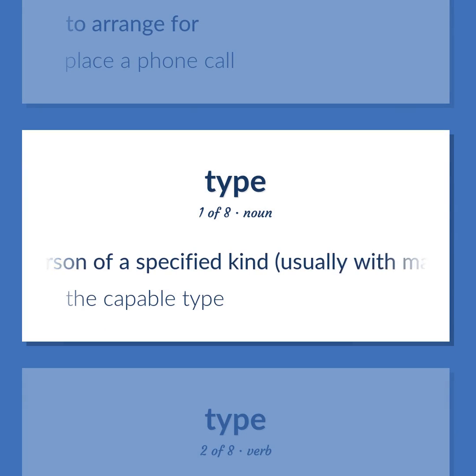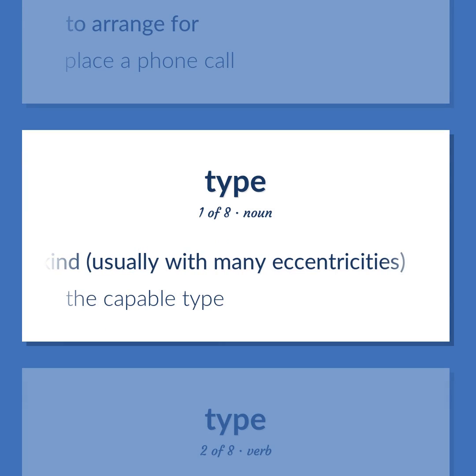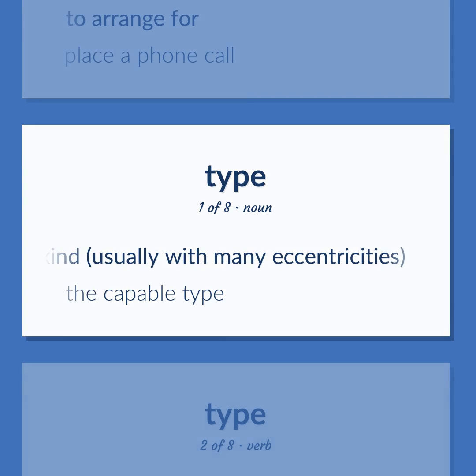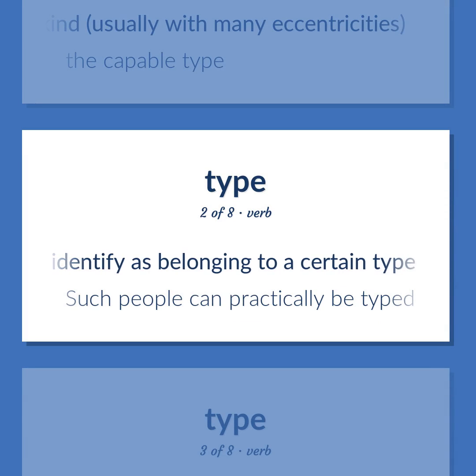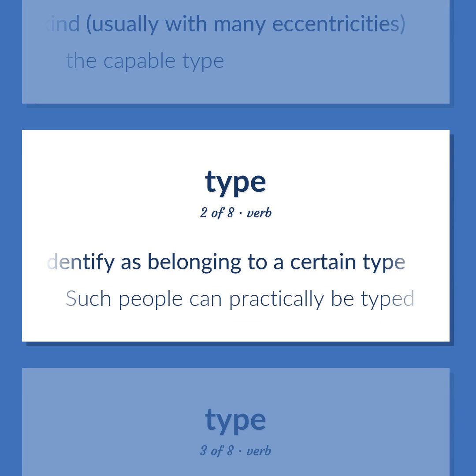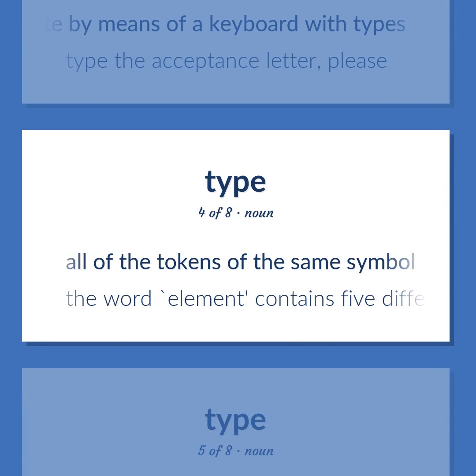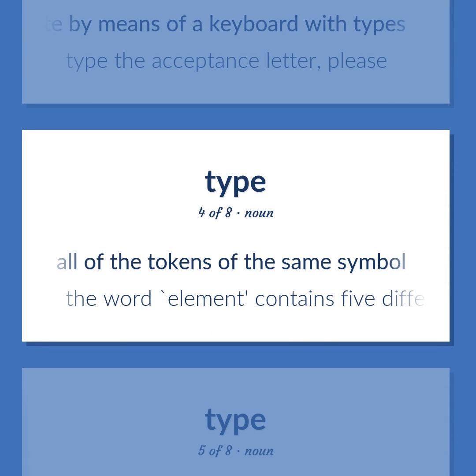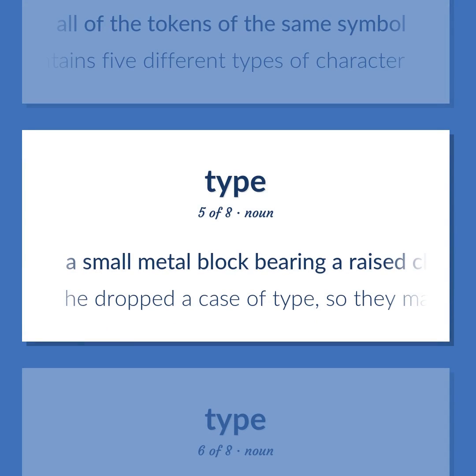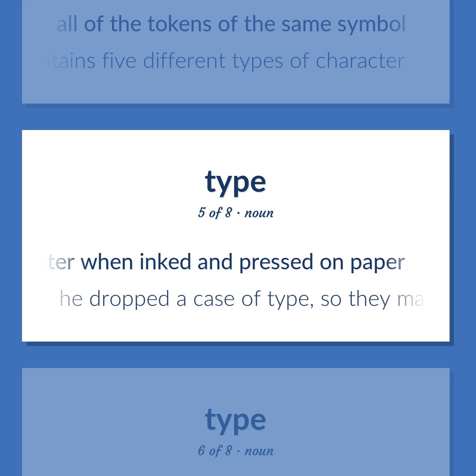A person of a specified kind, usually with many eccentricities. The capable type. Identify as belonging to a certain type. Such people can practically be typed. Write by means of a keyboard with types. Type the acceptance letter, please. All of the tokens of the same symbol. The word element contains 5 different types of character. A small metal block bearing a raised character on one end produces a printed character when inked and pressed on paper. He dropped a case of type, so they made him pick them up.